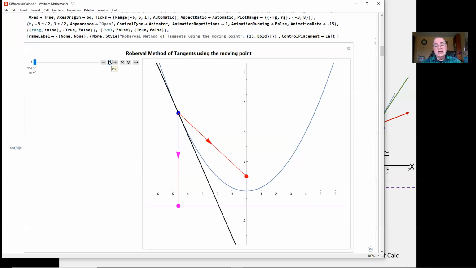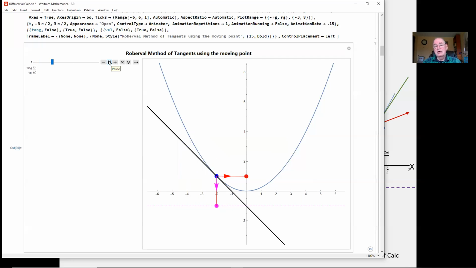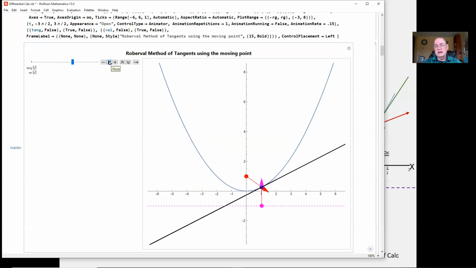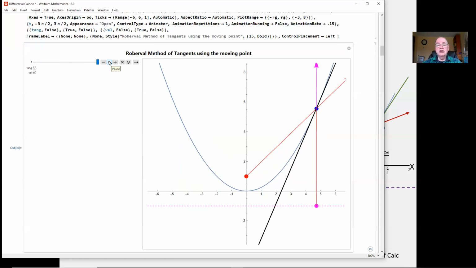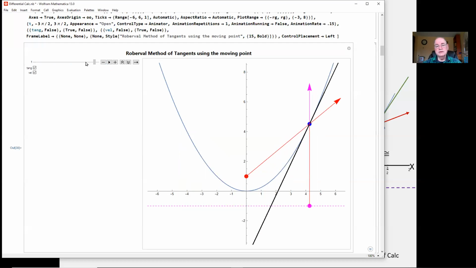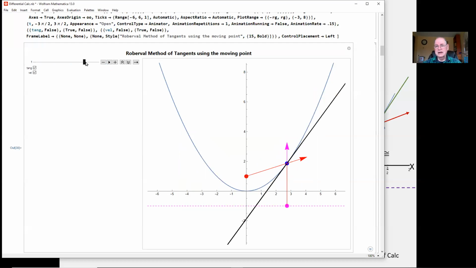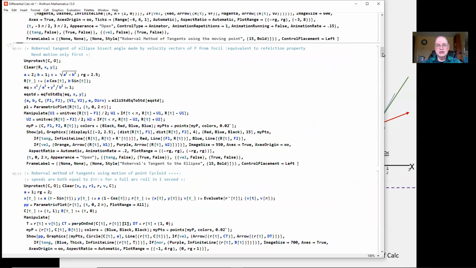He's just saying this is how we can characterize the tangent line, as the perpendicular bisector of those speeds, because we're looking at a moving point. Very, very clever idea. Okay, he gets a lot of mileage out of this. Let us take a look at the ellipse.